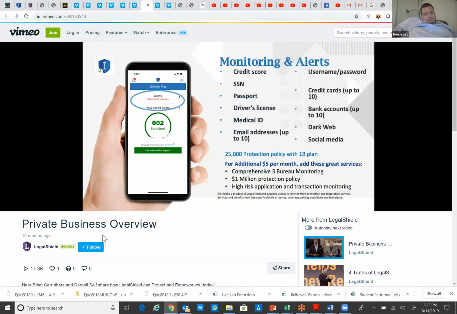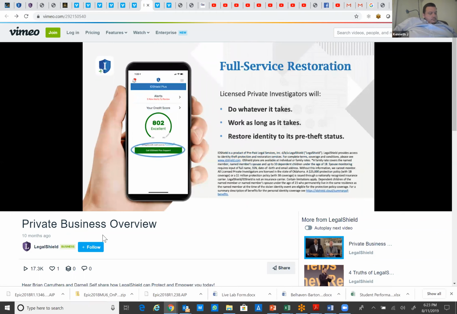We'll monitor and alert you if someone accesses your information. And again, we're not just talking about financial. We're monitoring your entire digital DNA. But when someone accesses your information, where do you go from there? Well, with a tap of a button on your app, you now have access to a licensed private investigator who will do whatever it takes for as long as it takes to restore your identity back to pre-theft status.